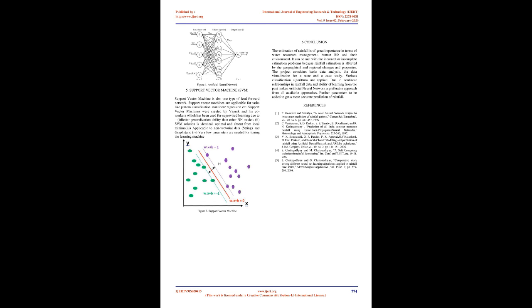6. Conclusion. The estimation of rainfall is of great importance in terms of water resources management, human life, and their environment. It can be met with incorrect or incomplete estimation problems because rainfall estimation is affected by geographical and regional changes and properties. The project considers basic data analysis, the data visualization for a state and a case study. Various classification algorithms are applied. Due to nonlinear relationships in rainfall data, and the ability of learning from the past, artificial neural network is a preferable approach from all available approaches. Further parameters are to be added to get a more accurate prediction of rainfall.